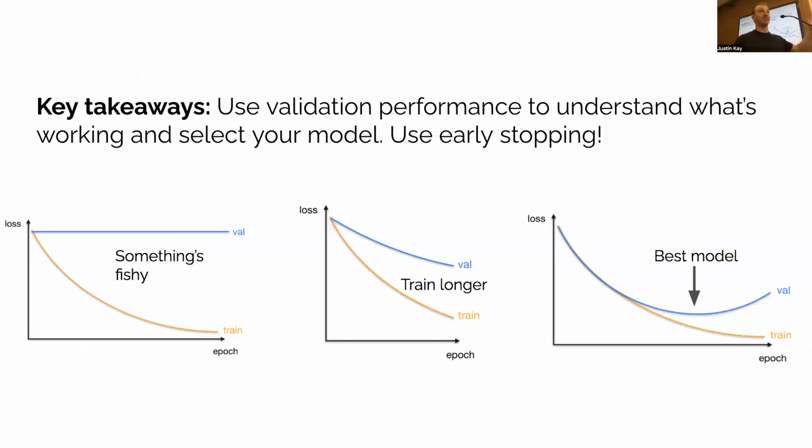So these are the main cases. This is the key takeaway. Use your validation performance to understand what's working and select your model, and use early stopping. You should have some way to go back and pick your best model, and you should never just be stuck with the last one because it's probably not the optimal one.